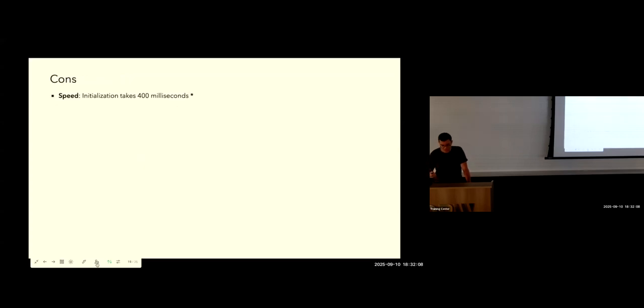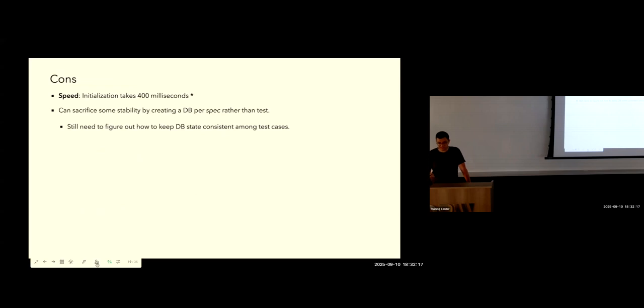So some cons. First of all, initialization took like 400 milliseconds. We can sacrifice some stability by creating a single database per spec file. So it contains multiple tests connected to a single DB, but you still have the same problems. It's just more isolated, so when you face it, it's easier to fix. And we had more than 9,000 tests. So if you do this for every test, you're going to have an hour of overhead just creating the DB. So you don't want to do that.